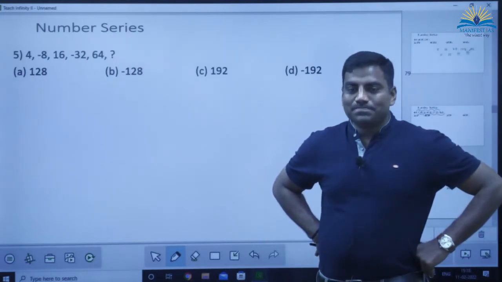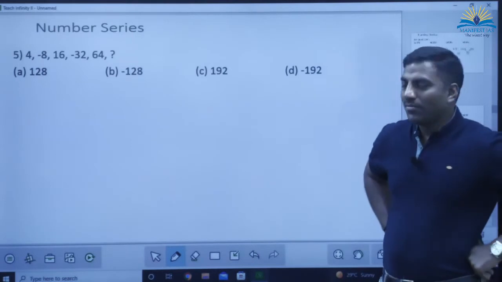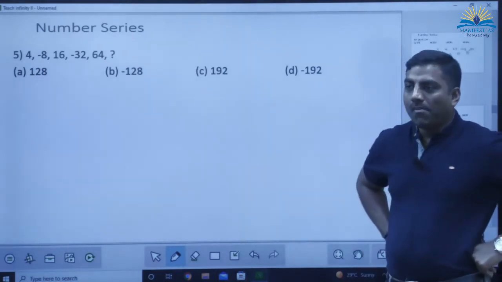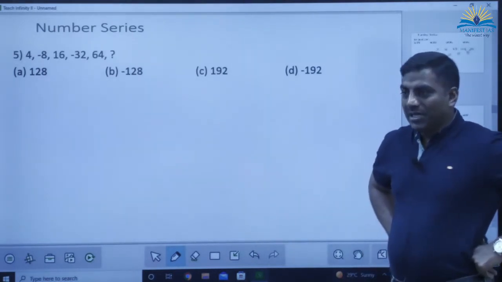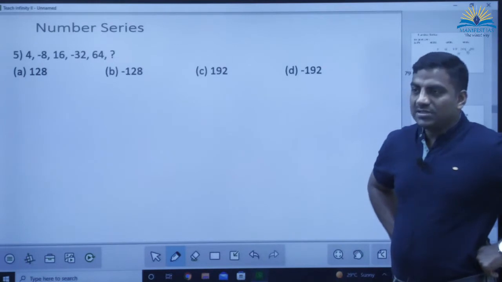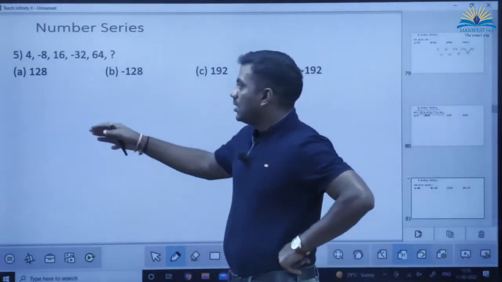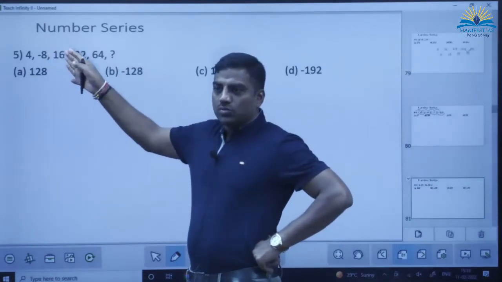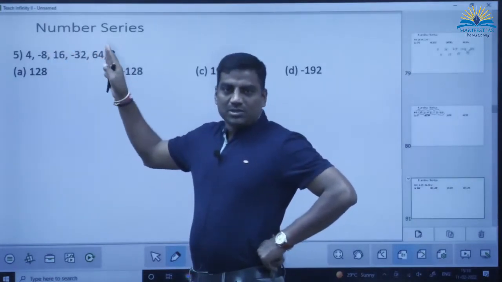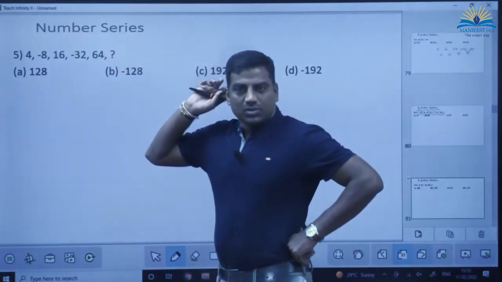Multiples of 4. You have to refine your statement. GP into 2 all the times, but alternatively negative. Instead of that, can I say these are powers of 2. Powers of 2, but alternative numbers are negative.